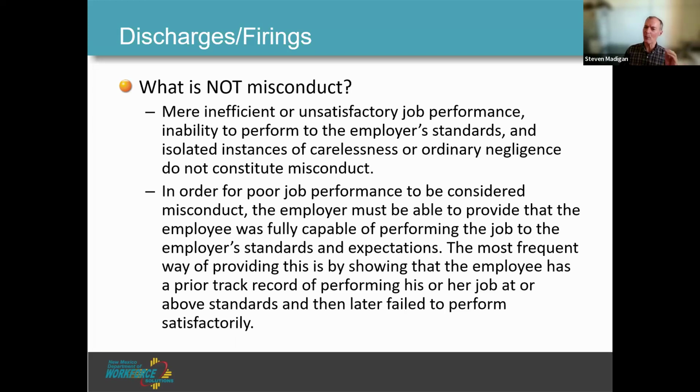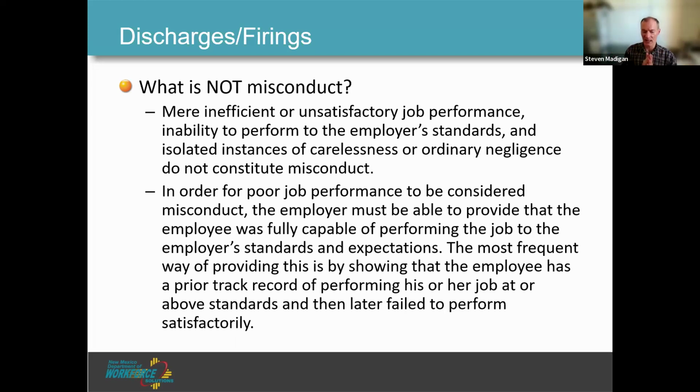Second bullet point here, in order for poor job performance to be considered misconduct, the employer has to be able to show that the employee is capable of performing the job to the standards or expectations that they're being held to. So the most frequent way of demonstrating that it is misconduct and that we could deny benefits for poor job performance is showing that they previously were meeting those standards, and then all things remaining the same, they now aren't. So that's what we're looking for there.